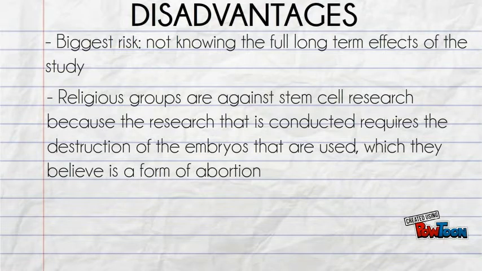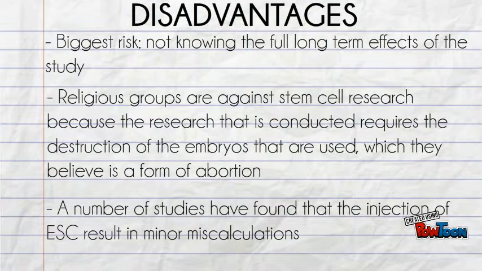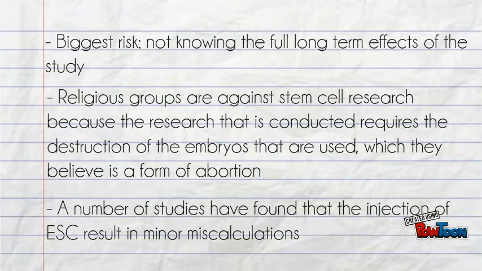The disadvantages: the biggest risk in any developing form of medical research is not knowing the full long-term effects of the study. Religious groups are against stem cell research because the research that is conducted requires the destruction of the embryos that are used, which they believe is a form of abortion.